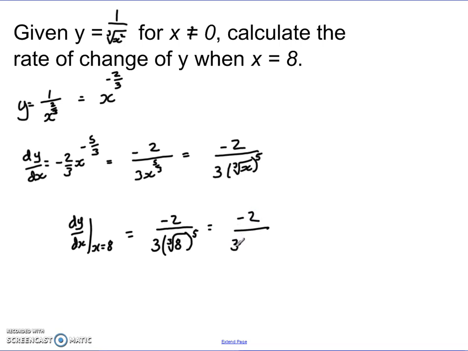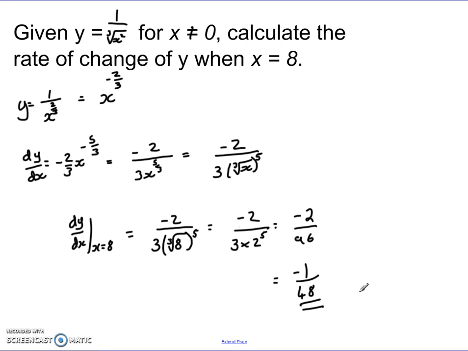So I get negative 2 over 3 times 2 to the power of 5. 3 times 2 to the power of 5 gives me 96. So I get negative 2 over 96, which I can simplify down to get negative 1 over 48. And that's me got my rate of change at that point. And again, no context, no units that come into play with this question. So this is what we have to be able to do with that one.